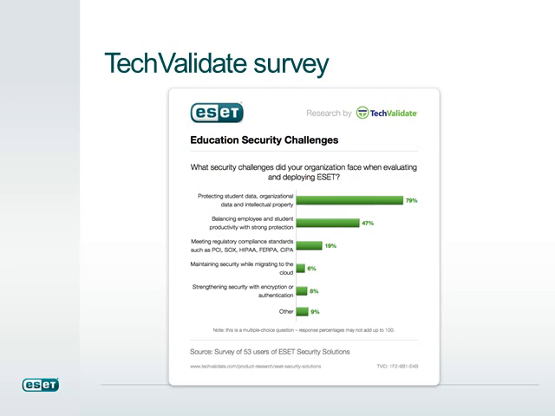First question here is, what security challenges did your organization face when evaluating and deploying ESET? Now, keep in mind that these three questions are multiple choice, so the answers will add up to more than 100%, and that's why. The top three answers for this question are protecting student and organizational data and intellectual property, with 79% of the respondents choosing that answer. Balancing productivity and protection, with 47%, and compliance standards with 19%.